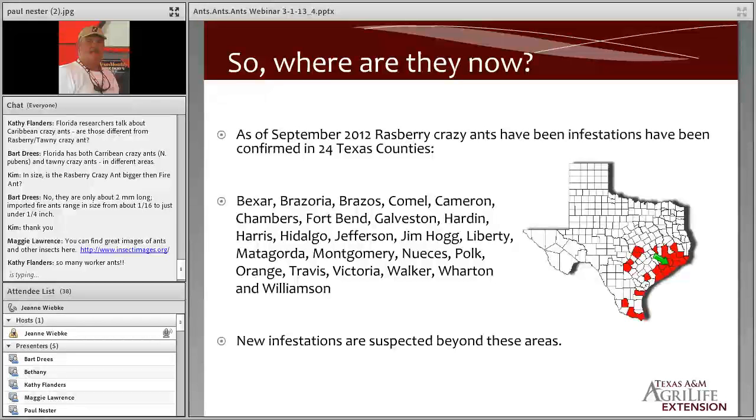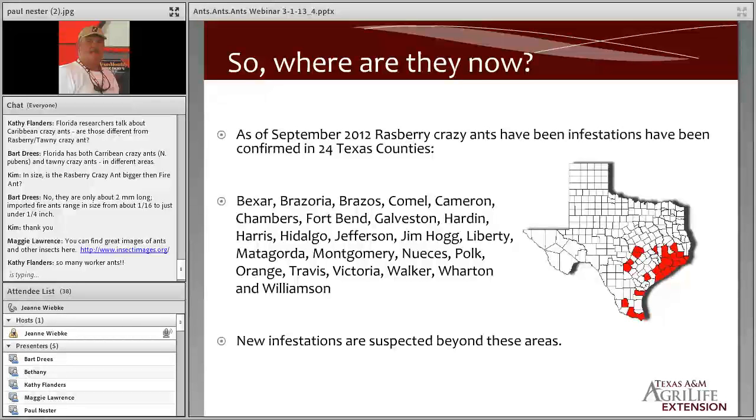Since 2002, you can see that we are now up to 24, maybe more counties. I haven't heard the latest number, but they're starting to move out. I think more people are becoming more aware of the ants, so we're seeing them in different areas. These ants are also being ID'd in Louisiana, Mississippi, and North Florida, but have not been reported in Alabama or Georgia yet.